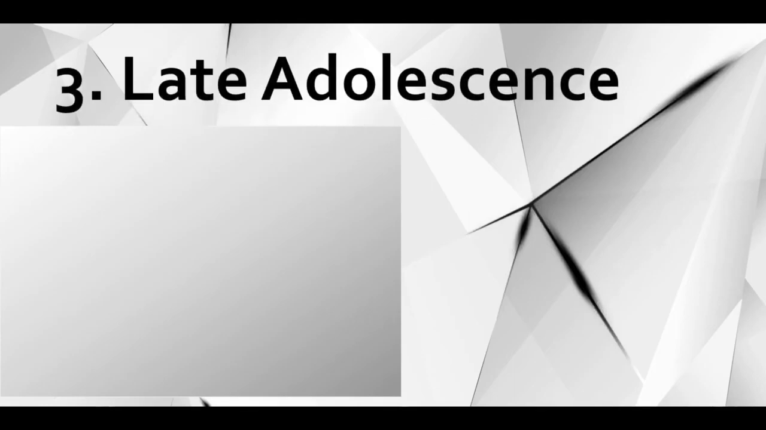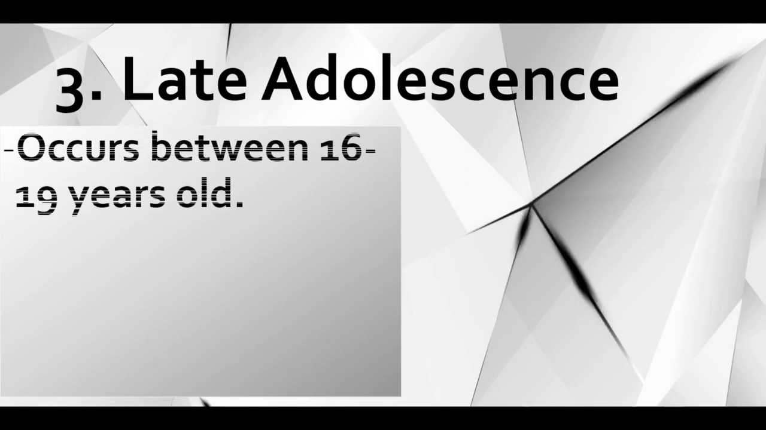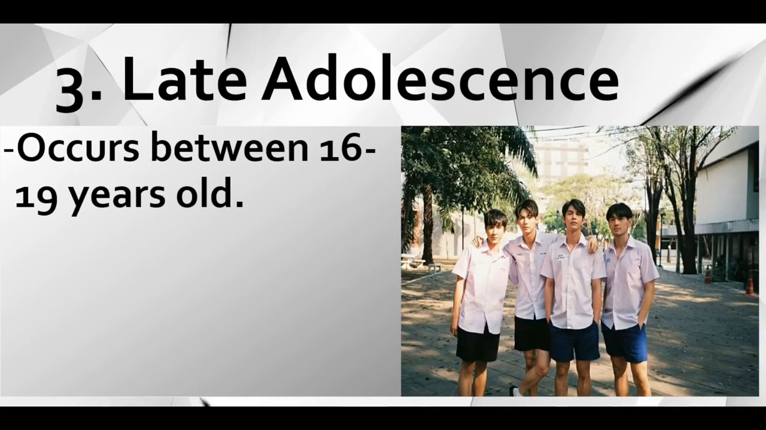And the last stage of adolescence is late adolescence. Again, late adolescence. Very good. It occurs between 16 to 19 years old. Again, in what age will it occur? Very good, that is 16 to 19 years old. So here is an example of a picture of a late adolescent. The meaning of that is they are now in grade 11 and grade 12.